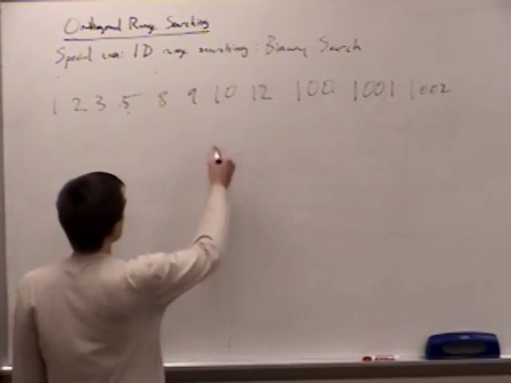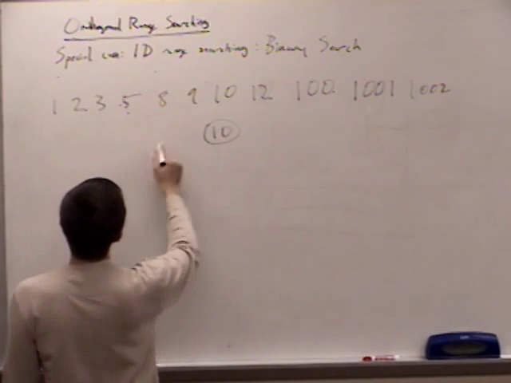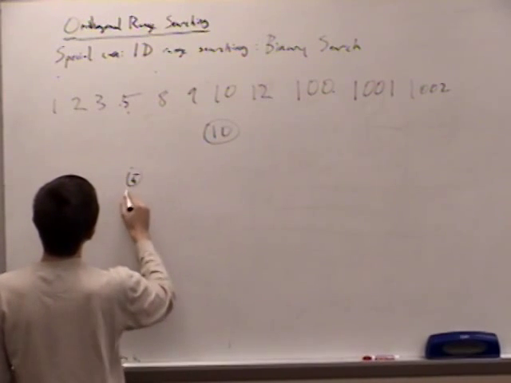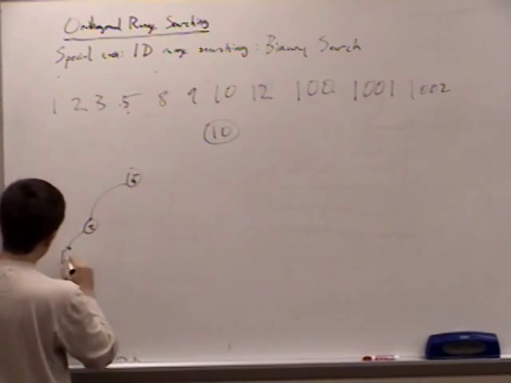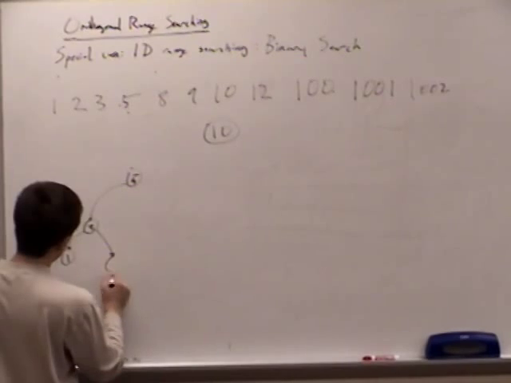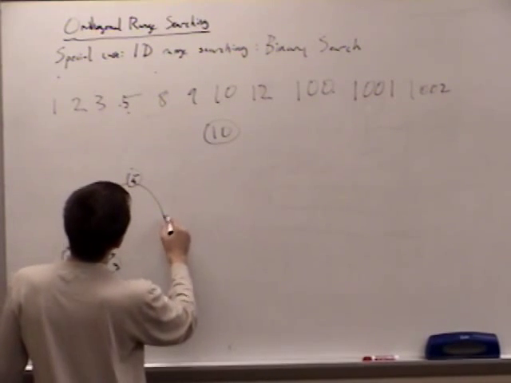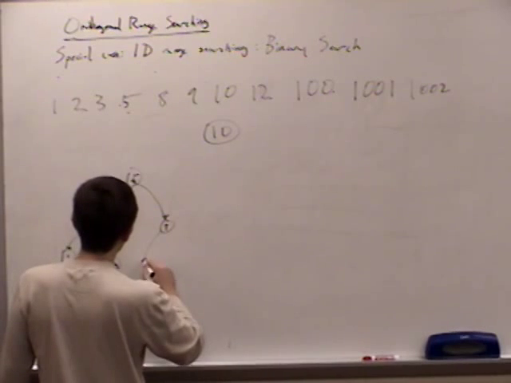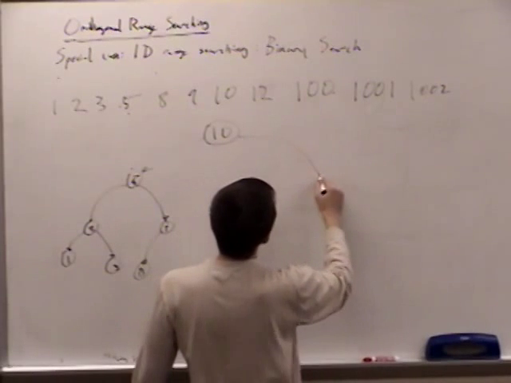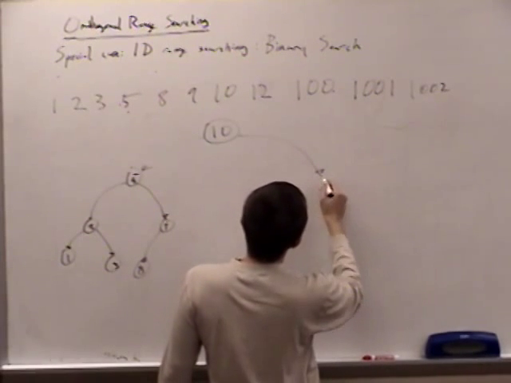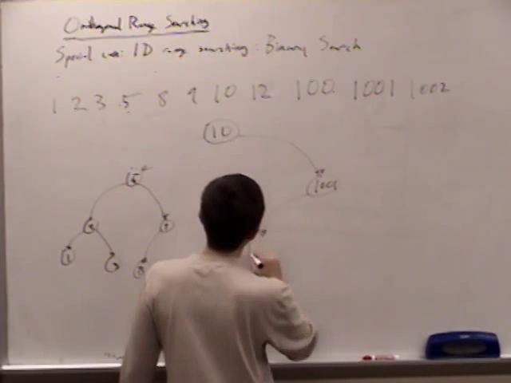So if I take this list, I can create a tree that looks like 10. I'm going to have 5 there. 2, 1, 3. And then this should go to 9, 8. That's an empty leaf. Let's connect that to 1001.